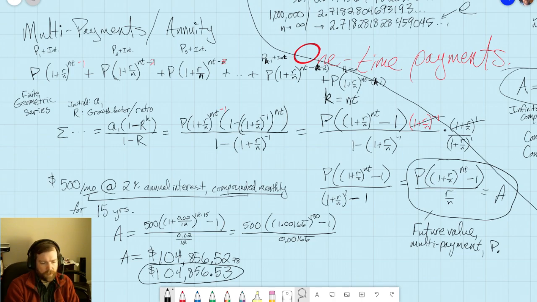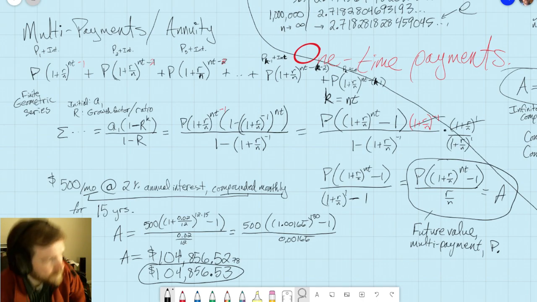So $500 a month times 12 is $6,000 a year, which, if you have a job, is a pretty decent amount to be saving, especially when you first start out. Multiplied by 15 years, that's about $90,000 that we put in.